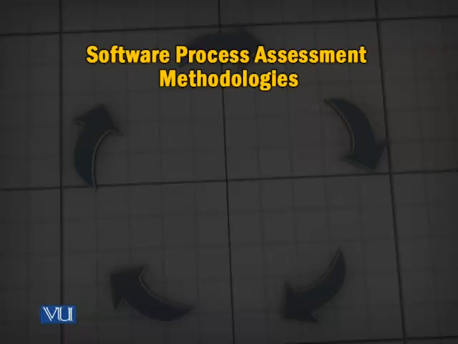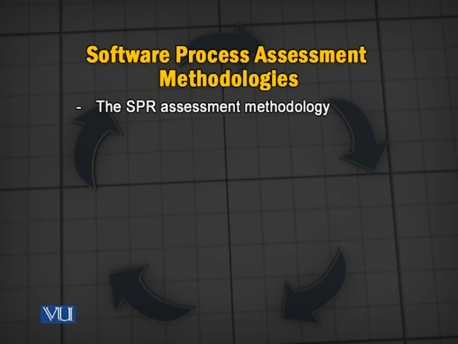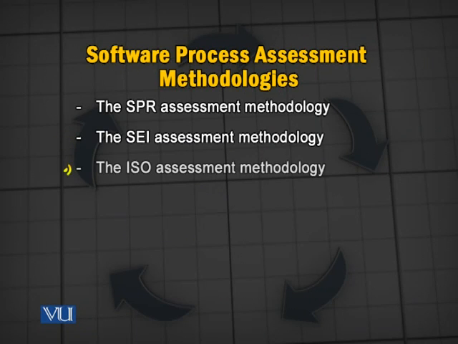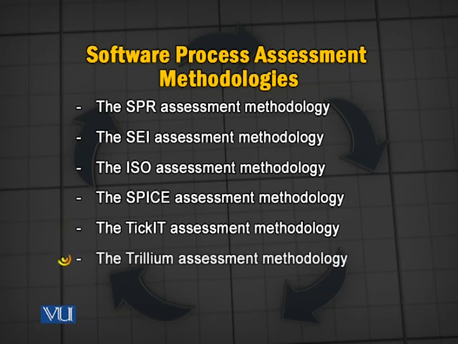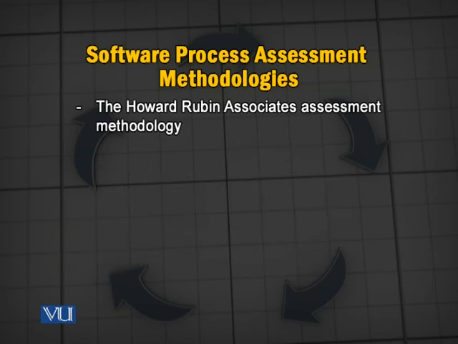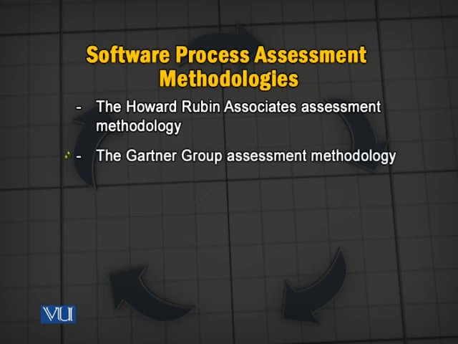There are a number of methods, as I said, which can be used for performing software assessments. For example, there's the SPR assessment method, the Software Engineering Institute's assessment method, the ISO assessment method, the SPICE method, and the TickIT assessment method. Then there is Trillium, Howard Rubin Associates' assessment method, and Gartner Group's assessment method. So there are a number of process assessment methodologies, and any one of them can be used to gauge the current strengths and weaknesses of an organization which develops software.